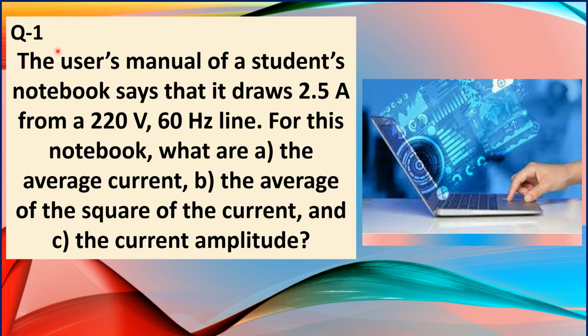We now have our question number 1. The user's manual of a student's notebook says that it draws 2.5 amperes from a 220 volts 60 Hz line. For this notebook, what are letter A, the average current, letter B, the average of the square of the current, and letter C, the current amplitude?